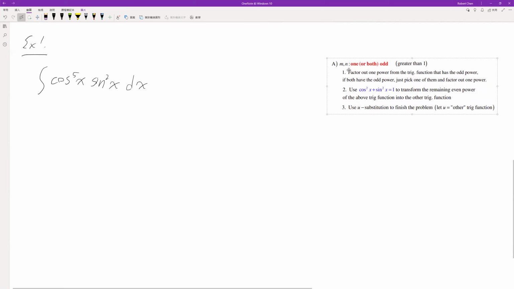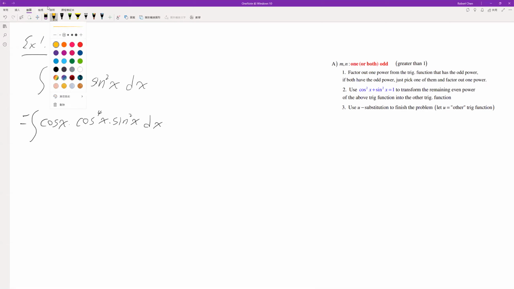All right, so one or both odd, so we have cosine to the fifth power, which is odd. First, we want to factor out one power from the trig function that has the odd power. If both have odd power, just pick one of them and factor the one power out. So we're going to factor out a cosine here, so we have cosine x times cosine to the fourth power times sine squared. That's the first step, very straightforward.